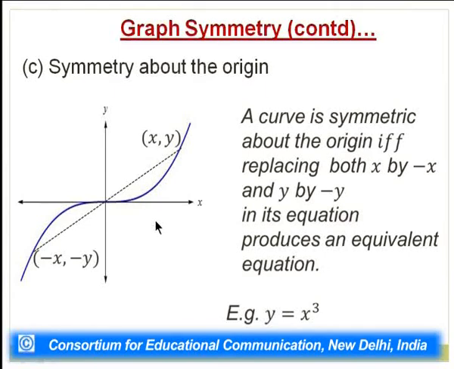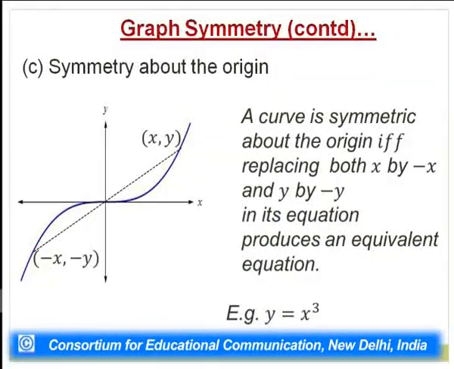So for example, the graph here is the graph of the equation y equal to x cube. So let's replace x by minus x. You'll get on the right hand side minus x cube. And on the left, if I replace y by minus y, I'll get minus y. The minus signs on both sides will get cancelled, and you'll still be left with the same equation, y equal to x cube. So therefore, we say that a curve is symmetric about the origin if and only if replacing both x by minus x and y by minus y in its equation leaves its equation unchanged.